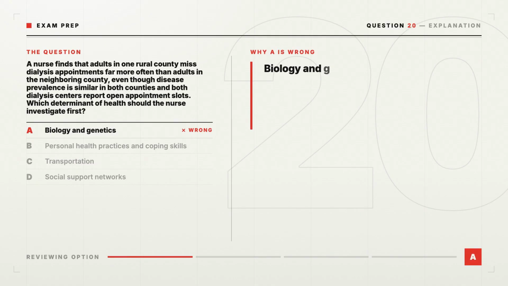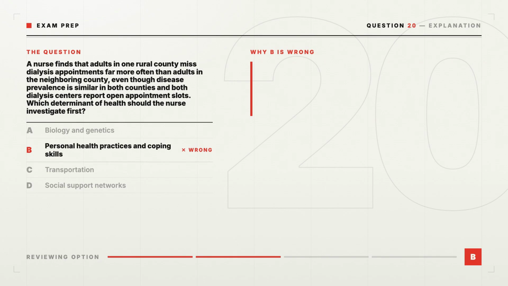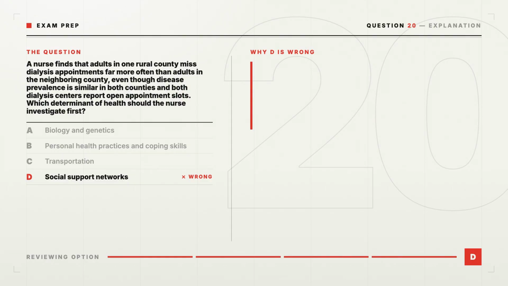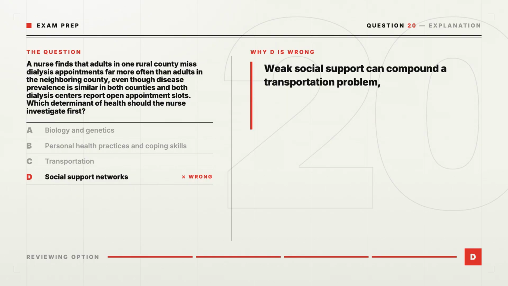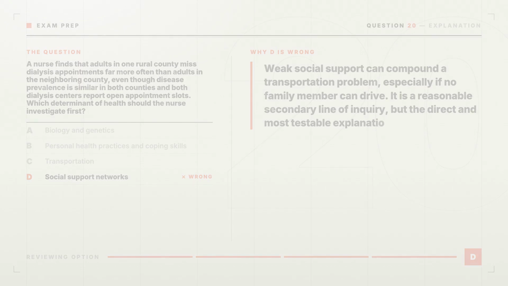A is wrong because biology and genetics shape who develops kidney disease, not who can physically reach a treatment chair 3 times a week. The scenario states prevalence is similar across both counties. B is wrong because framing missed appointments as a personal choice skips over the structural barriers that produce them. Behavior is the last thing to examine here, not the first. D is wrong because weak social support can compound a transportation problem, especially if no family member can drive. It is a reasonable secondary line of inquiry, but the direct and most testable explanation for missed appointments across a whole rural county is access to transportation.